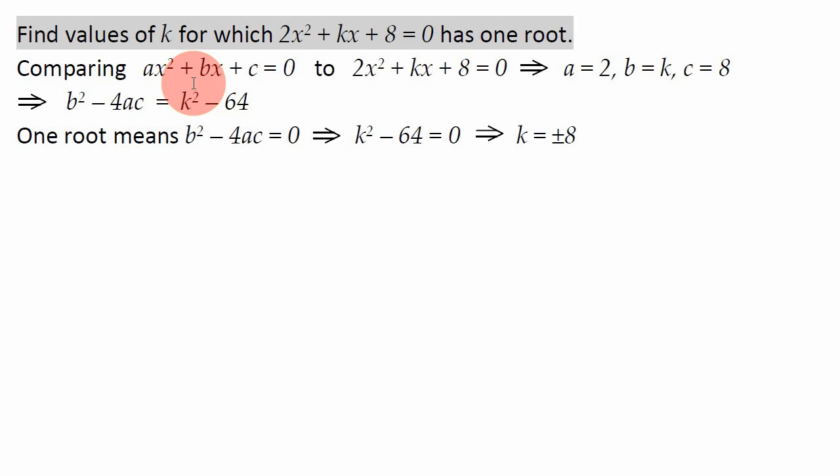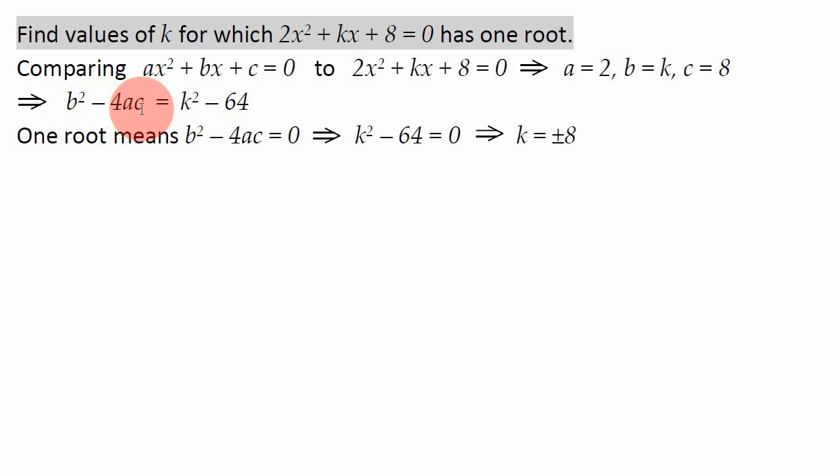So here's another example of a discriminant question, and we know it's a discriminant type question because it's talking about how many solutions or how many roots there are to a quadratic equation. So let's read out the question. It says, find the values of k for which 2x squared plus kx plus 8 equals 0 has one root or one solution.